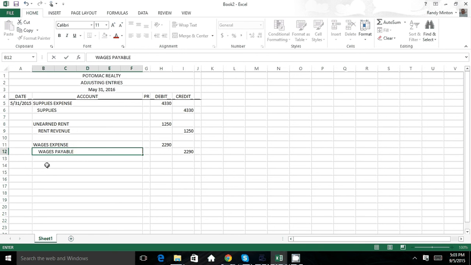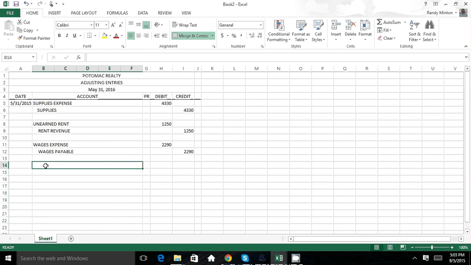Now, what will happen at the end of the week or at the end of the pay period when you're actually paying it? Instead of debiting wages expense and crediting cash, you've already recognized the expense. So what you're going to do now is eliminate the liability because you're paying it off. So you debit wages payable and you would credit cash to get rid of it.